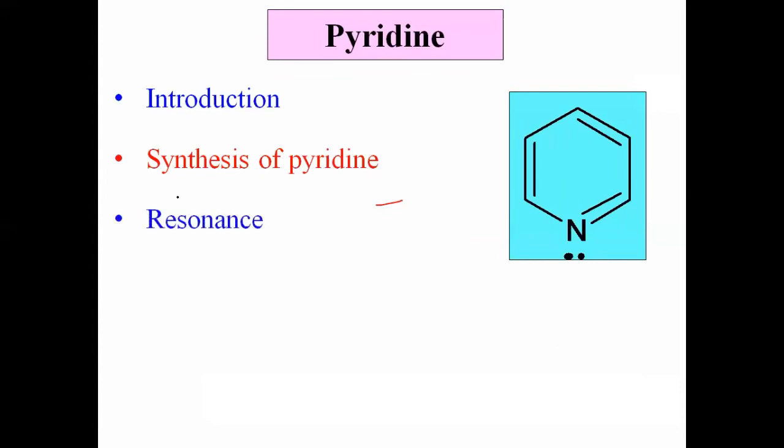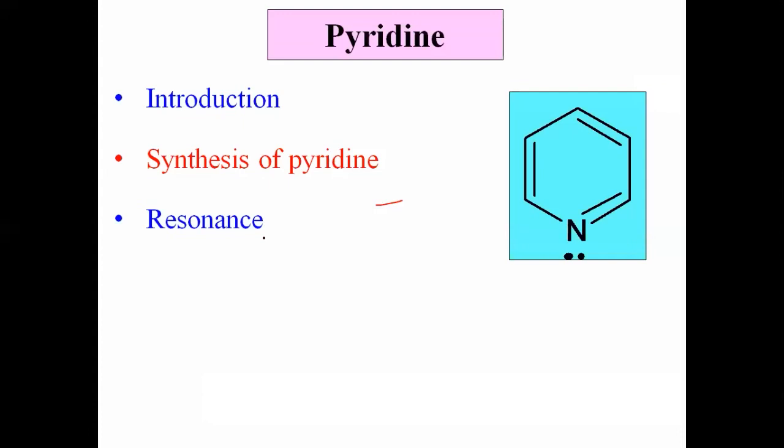Then also the resonance effect, meaning how the delocalization of pi electrons is observed in the pyridine molecule, how it undergoes delocalization, how we get a number of canonical structures, and two main conclusions from the resonating structures of pyridine. First one regarding electrophilic substitution reaction, and second one regarding nucleophilic substitution reaction.